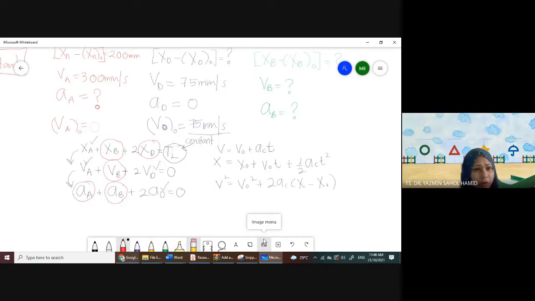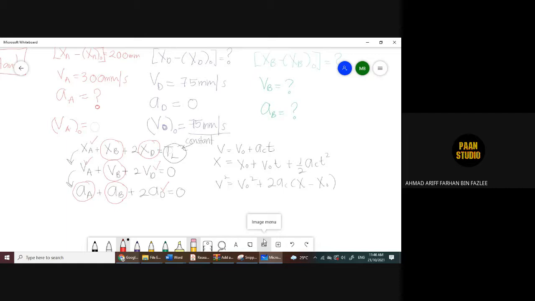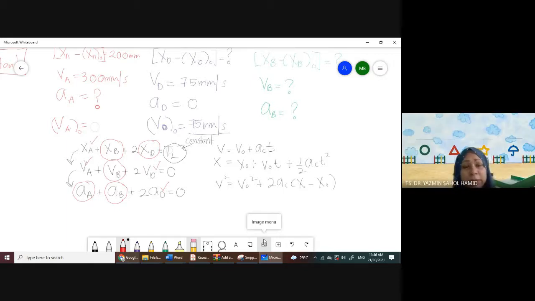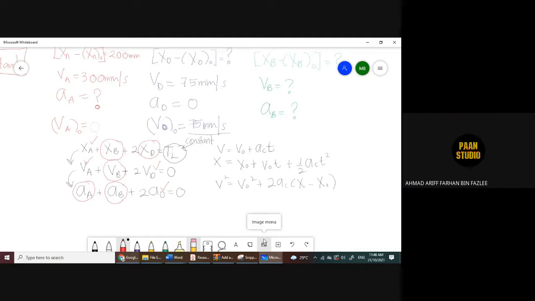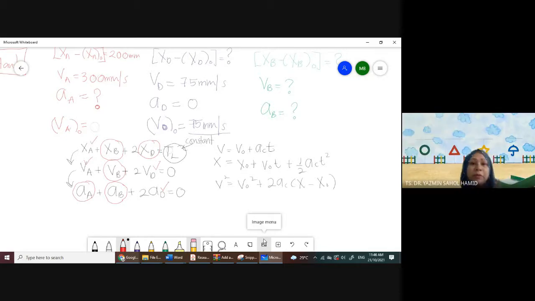Negative 0.45? Is that right? It changed directly into meters per second. No need, no need. We want it in millimeters per second. In millimeters per second, okay. So, what is the answer, positive or negative? Negative. Okay, so you got VB to be negative 450, right? Yes.